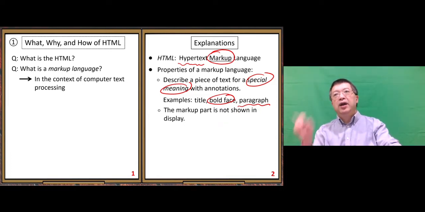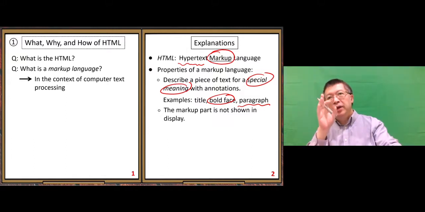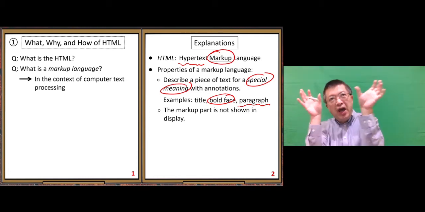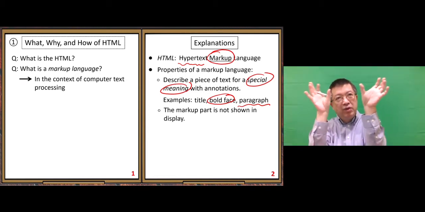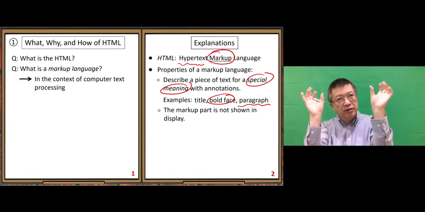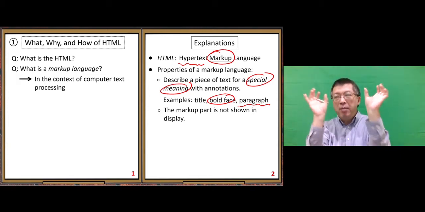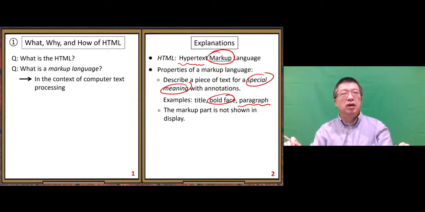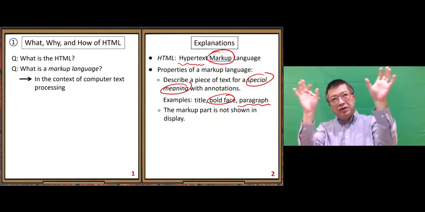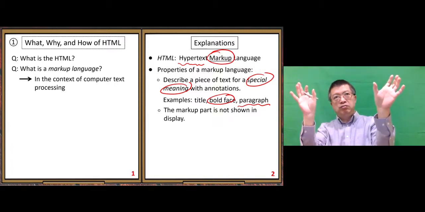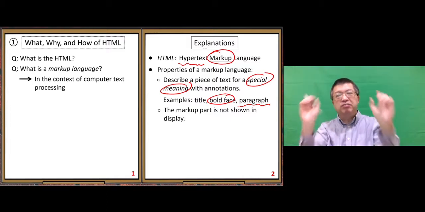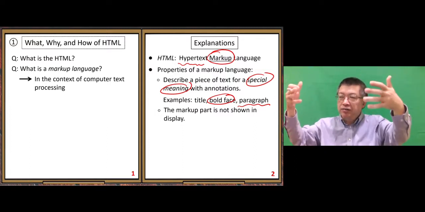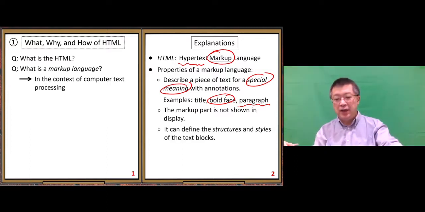The second property, the markup part is not shown in display. So we put special text as the markup part. That part we do not want to show to our users. They serve as some special meaning definition. So not for the text content display.